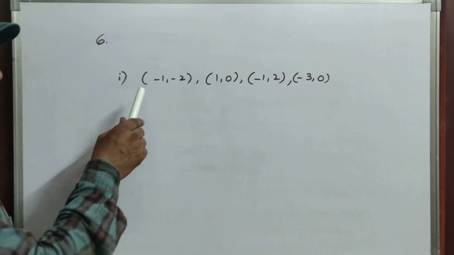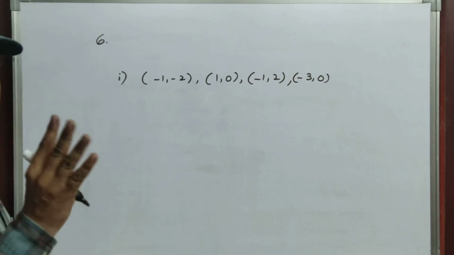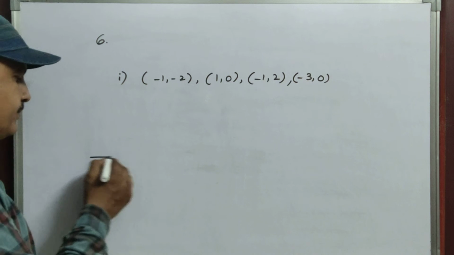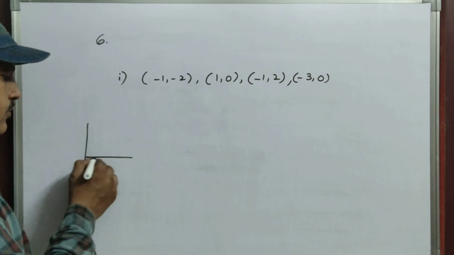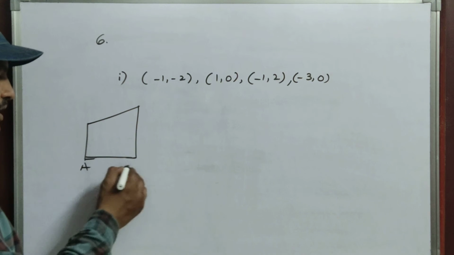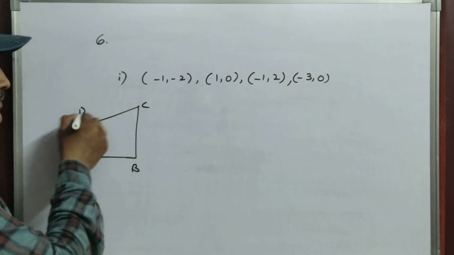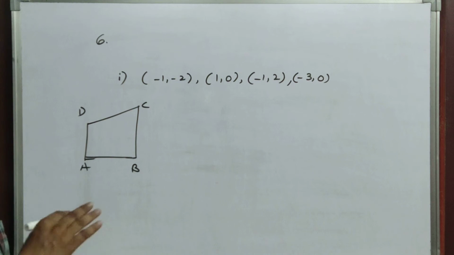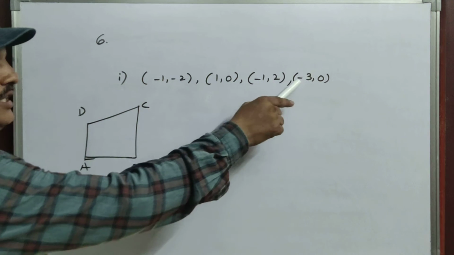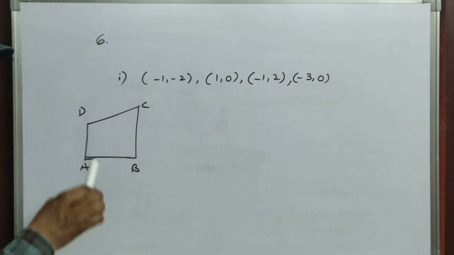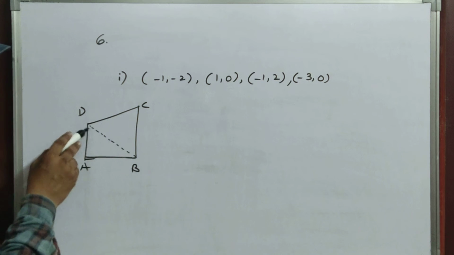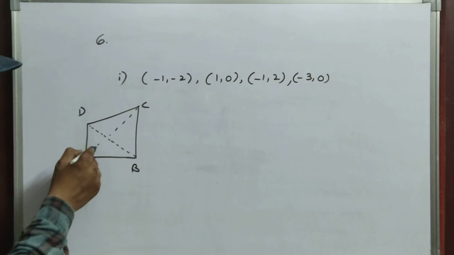Now it is a quadrilateral. Why? Because a quadrilateral contains 4 points. Quadrilateral means a 4-sided polygon. So just consider it like this: A, B, C, D. Now take the given points as A, B, C, D. And also find the diagonals, diagonal BD and diagonal AC.